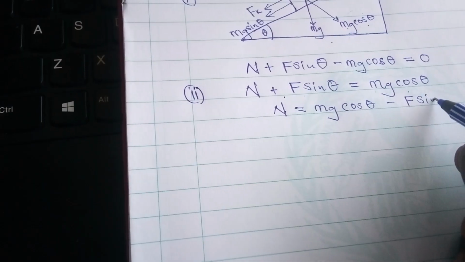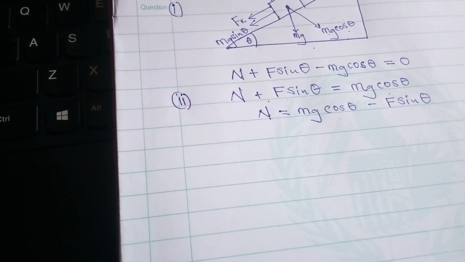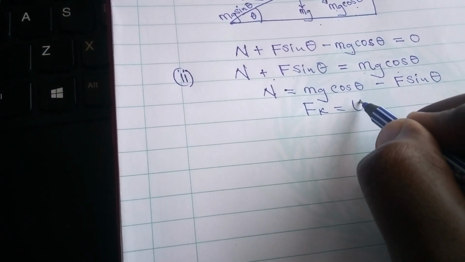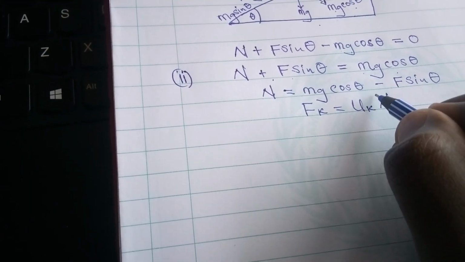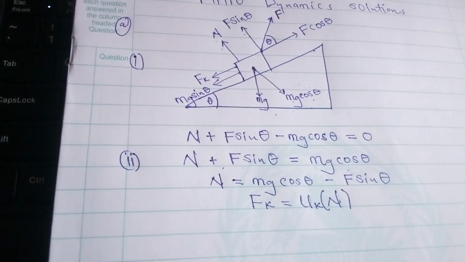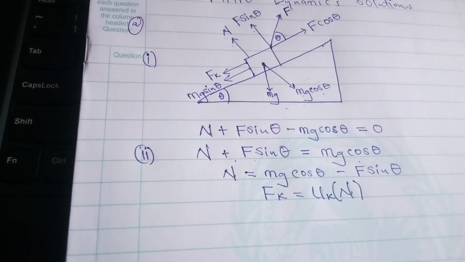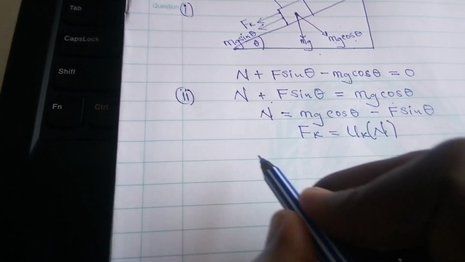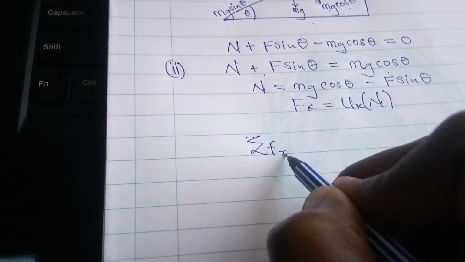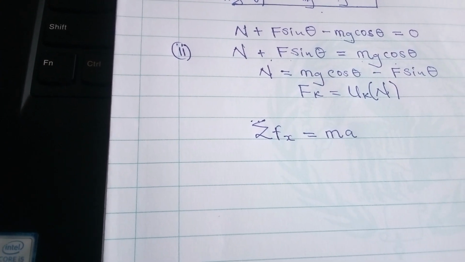So now one thing you should bear in mind is that kinetic friction is equal to mu k times the normal force. From there, we are now going to add the forces acting in the x-axis. So the summation of forces acting in the x-axis should be equated to ma, abiding by Newton's second law of motion.